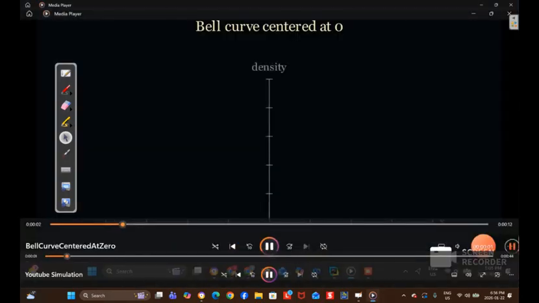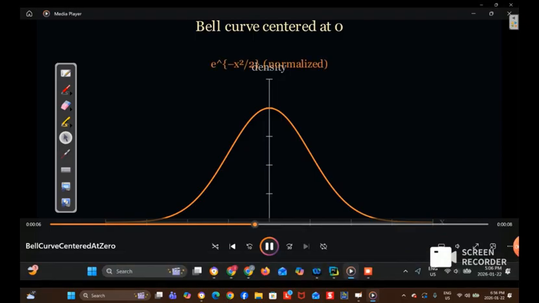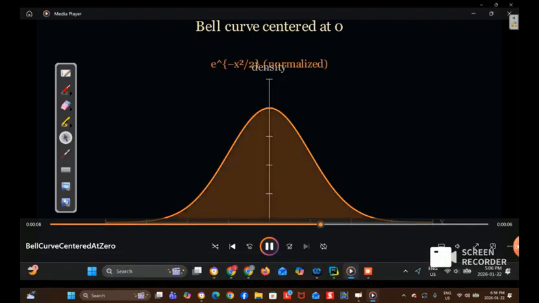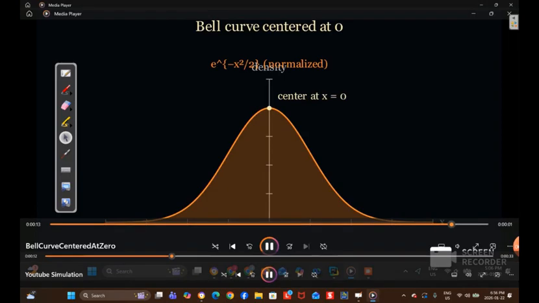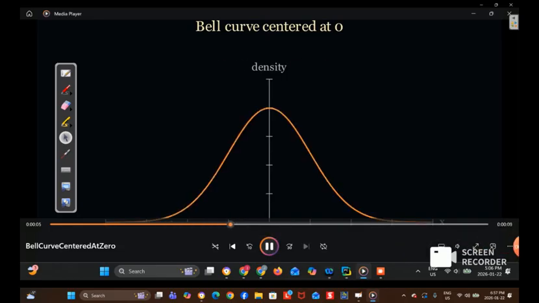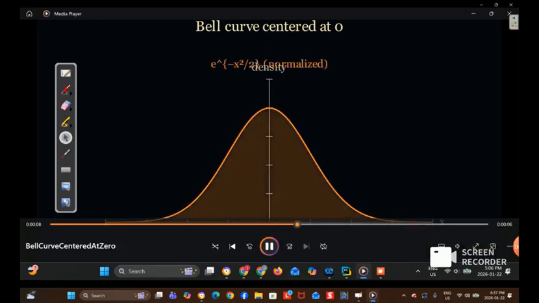As you can see here, we have our function e to the negative ax squared. What type of function is it? It's a bell curve. Okay, the bell curve type function. That's what e to the negative ax squared is. And if you look carefully, not only is it a bell curve, it's normalized.